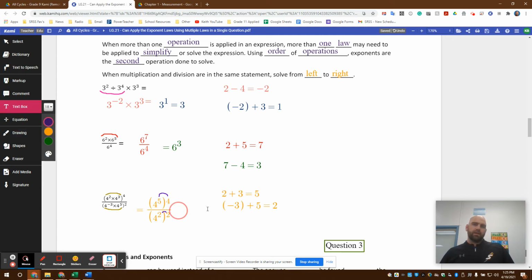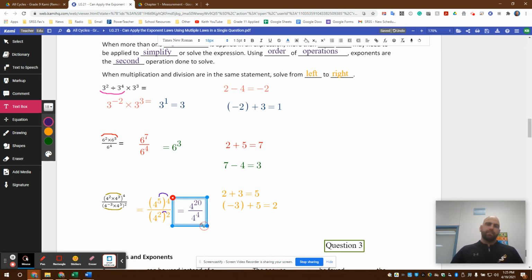Now we can do that, I think, without writing out what we are doing here. So I'm just going to use a different color to represent what we're doing. So 5 times 4 is 20, so this is 4 to the power of 20, over, on the bottom, 2 times 2 is 4, this is 4 to the power of 4. So we have 4 to the power of 20 over 4 to the power of 4. Now we're almost done. Now we're down to a division statement here. So we have the top is finished and the bottom is finished.